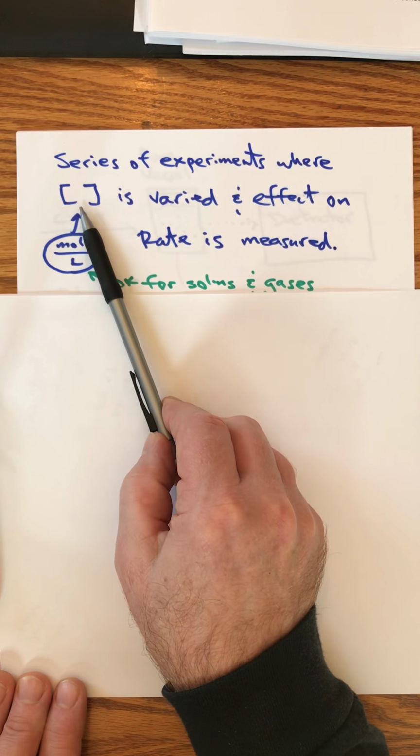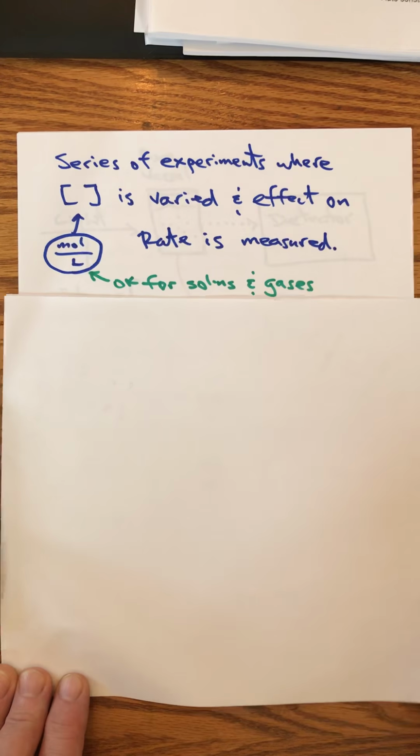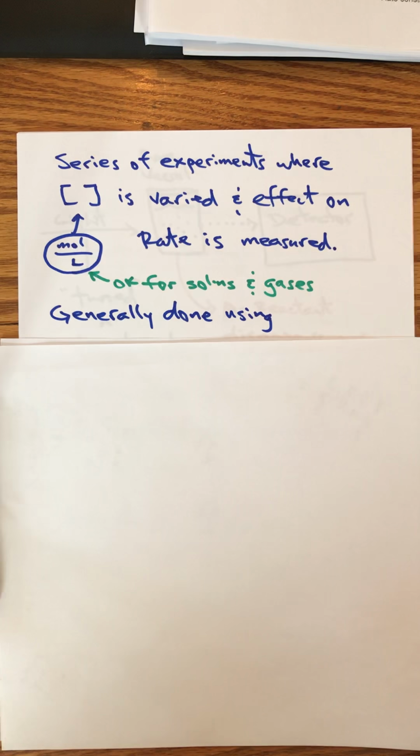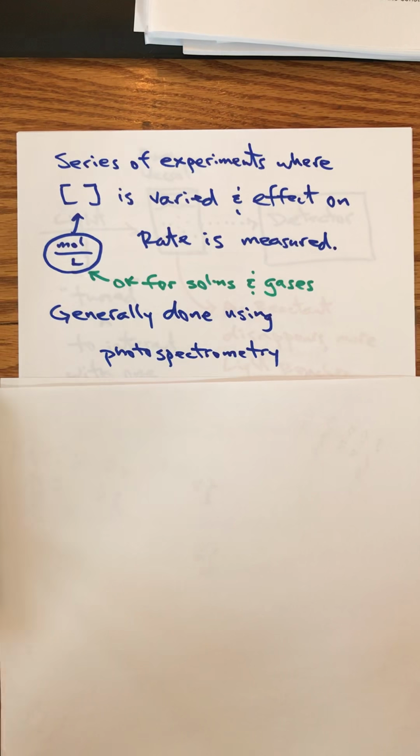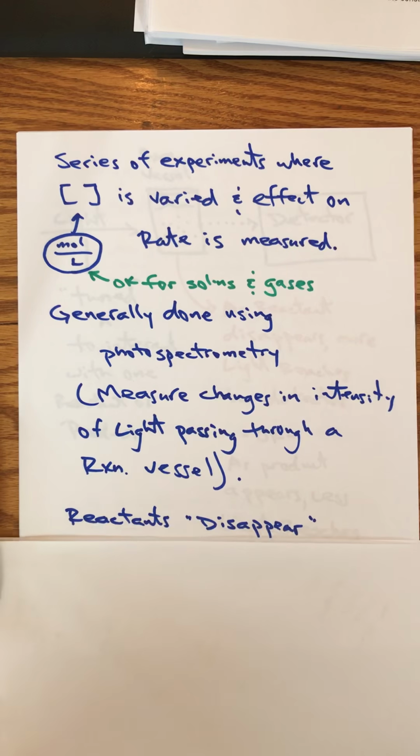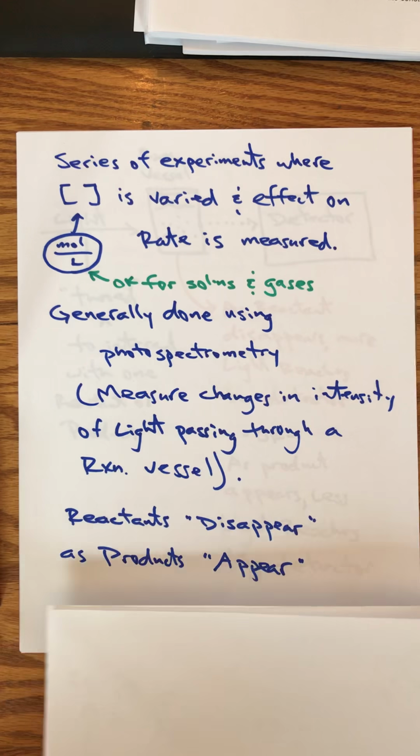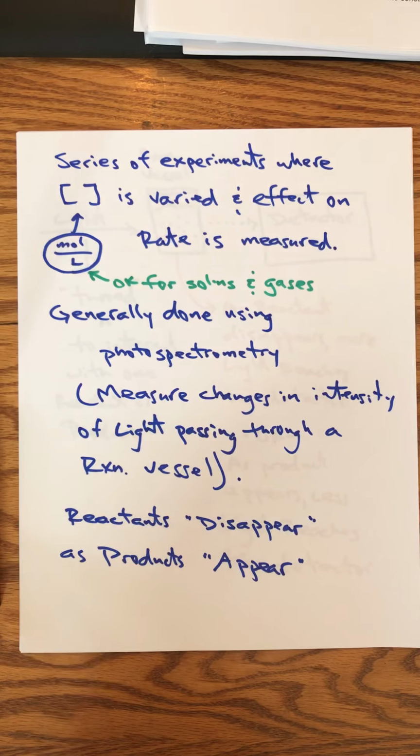So you're going to change the concentration, and you're going to see what effect it has on how fast the process is going. This is generally done using photospectrometry. Basically using light. You're measuring the intensity of light as a reaction proceeds. So you have a reaction vessel, you put in your reactants, they start to disappear, and your products start to appear. You use a wavelength of light that is tuned to one of your reactants or products, that particular wavelength interacts with that type of molecule. If you're forming more of that molecule, you're going to be blocking more of that light. If you're using up that molecule, you're going to be blocking less of the light.